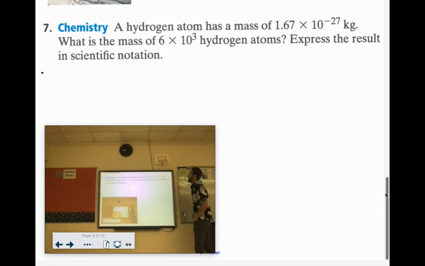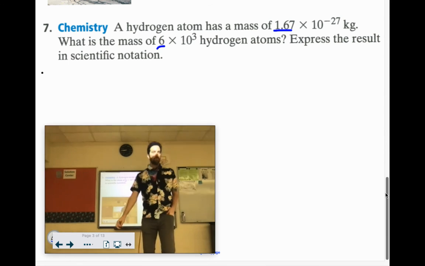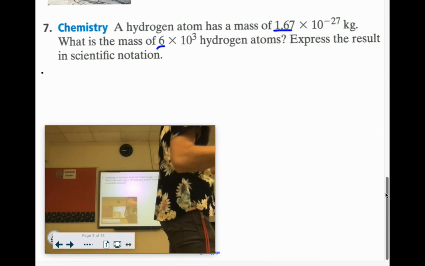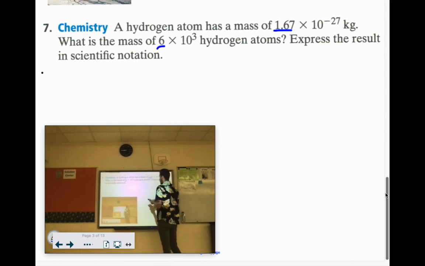A hydrogen atom has a mass of this. What is the mass of this many hydrogen atoms? Again, we're multiplying them. I don't know what 1.7 times 6 is. 1.73. Oh, 1.67. Goodness. 1.67 times 6 is 10.02.